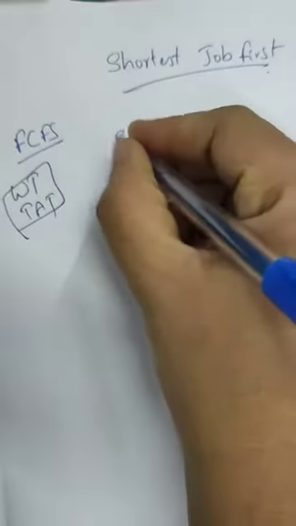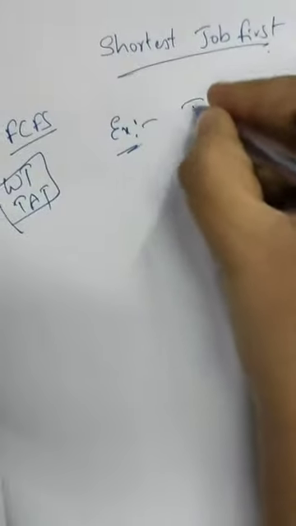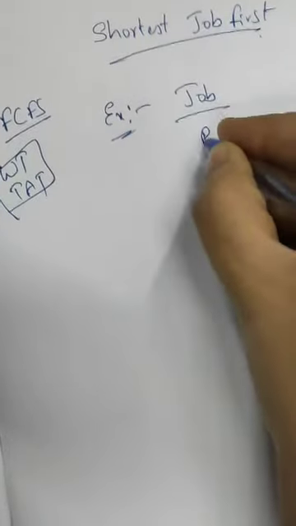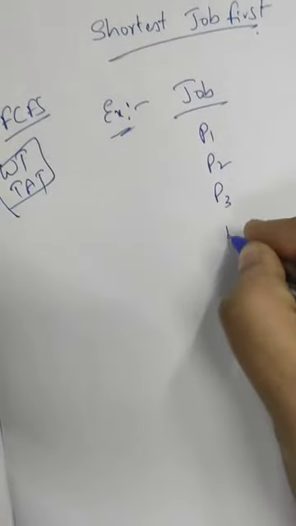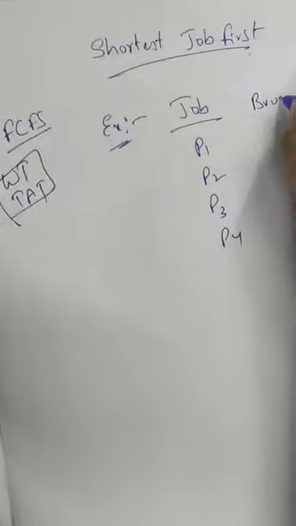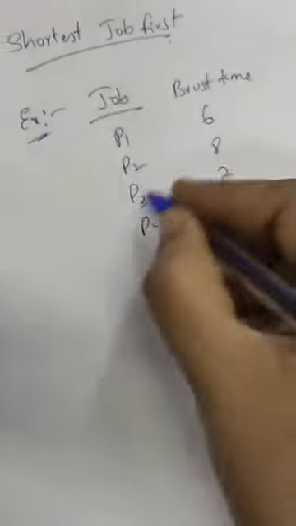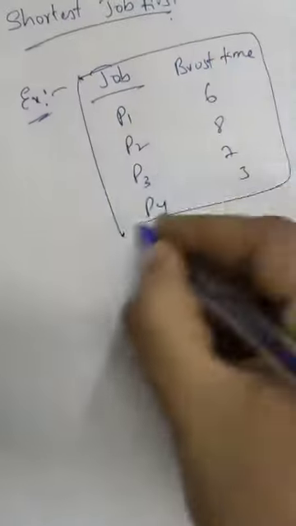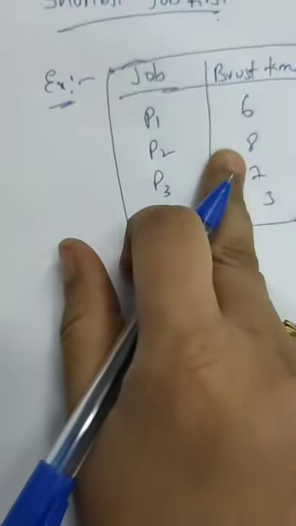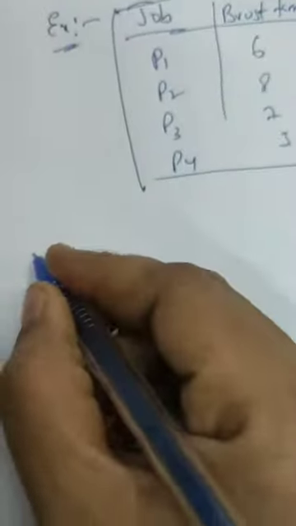I'm going to explain this with an example. The jobs are P1, P2, P3 and P4, and the burst times are 6, 8, 7, 3. Now I'm going to use the non-preemptive one. First of all, I want to draw a Gantt chart for shortest job first.